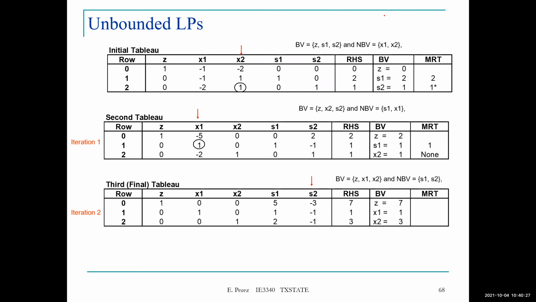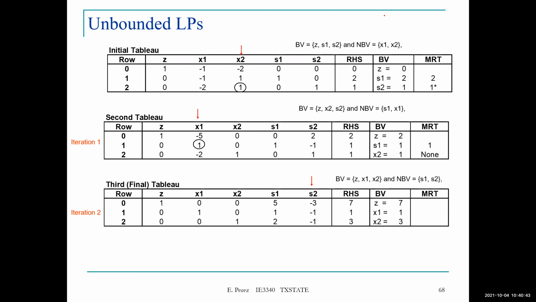But when you do the minimum ratio test, since both of them are negative, you cannot perform the minimum ratio test. So you're basically stuck at this point. What this means is this is an unbound problem. You are not going to find a unique solution for this problem.